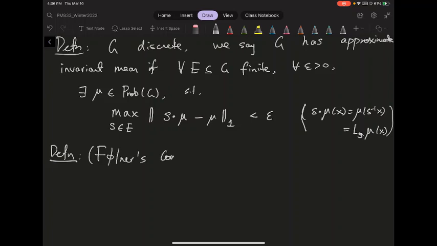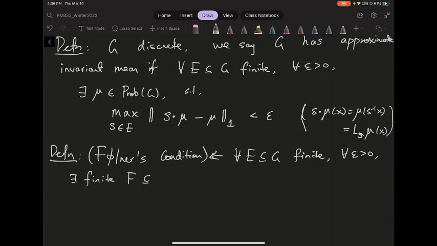First of all, we have the Følner's condition. We say that G satisfies Følner's condition, and this is the definition, if for every finite E contained in G and for every epsilon greater than 0, I can find some finite subset F contained in G, so that if I consider the translation of F by g, for all g inside E, that's not going to be too far away from F.